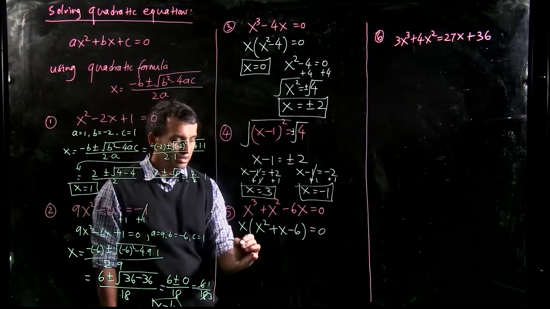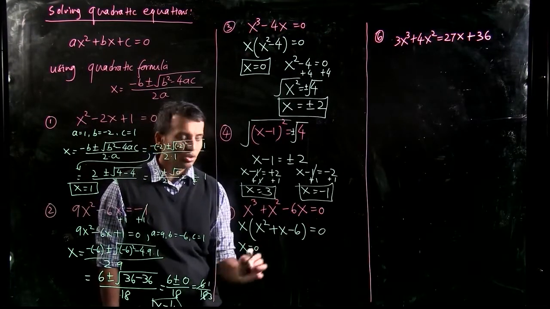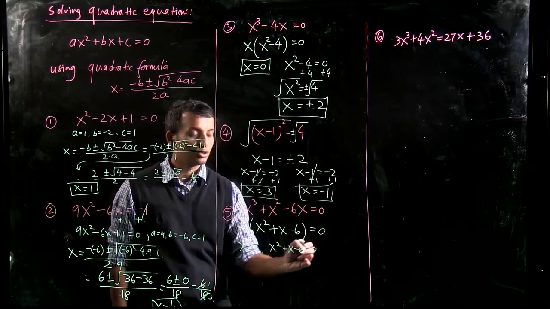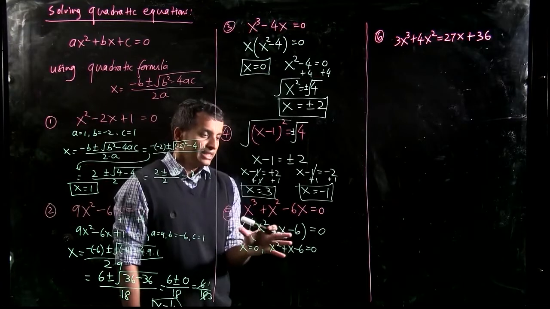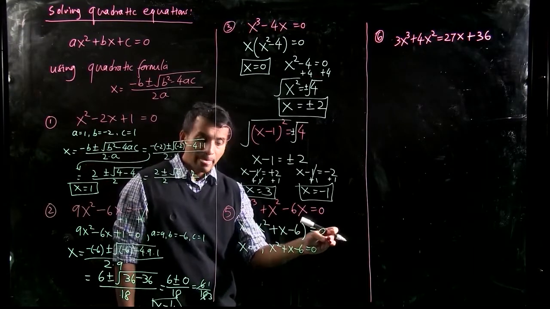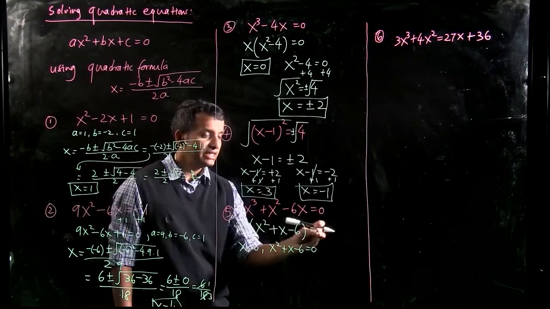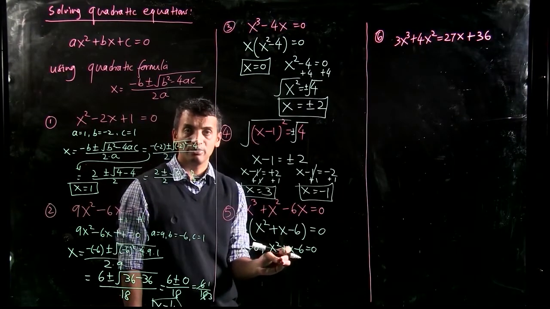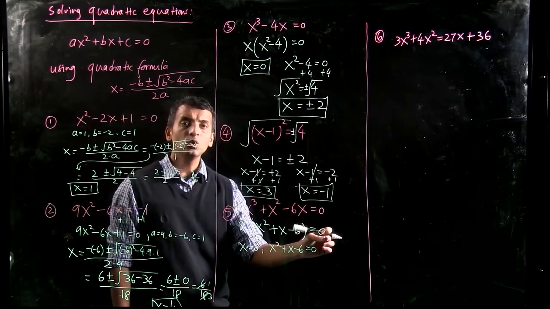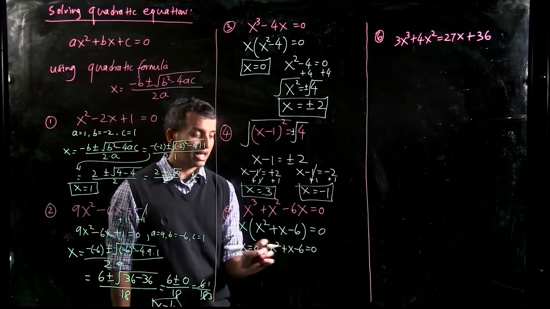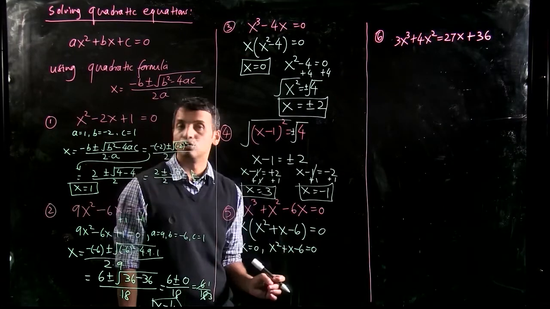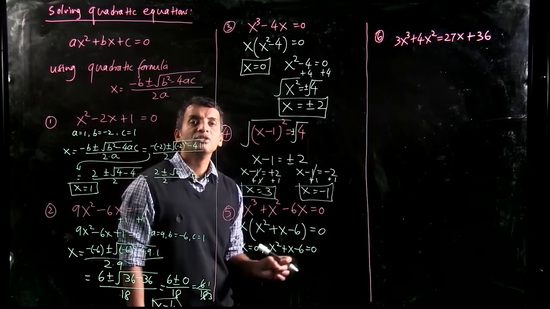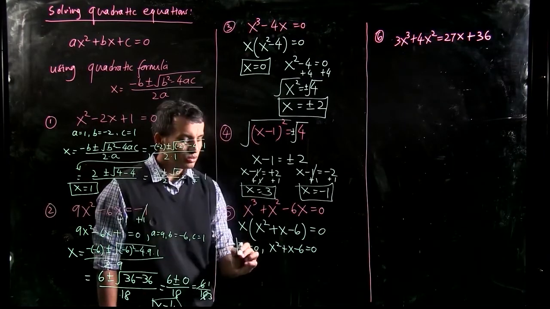From here, you can write either x equals 0 or x squared plus x minus 6 equals 0. Be careful. Since the right hand side is 0, the product of two terms being 0 means either the first is 0 or the second is 0. If there were two non-zero terms, you could not write it like that, because that is true only for 0. So this is one of the roots.